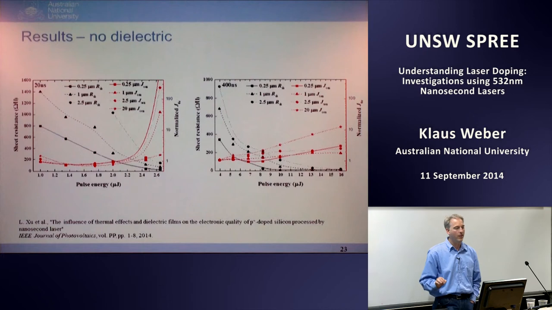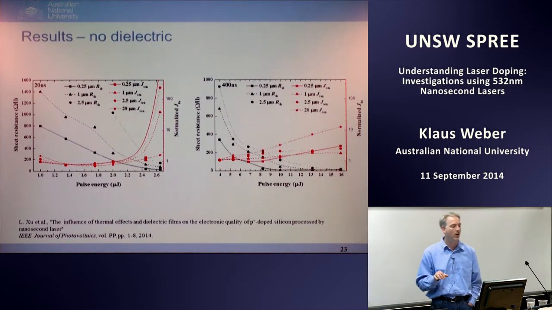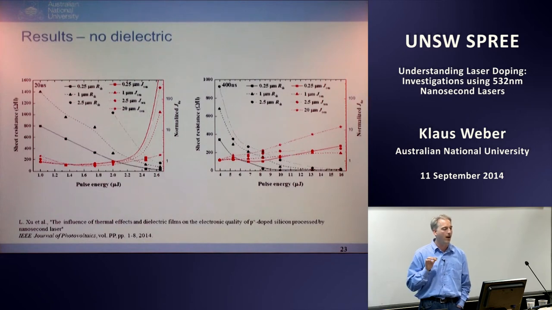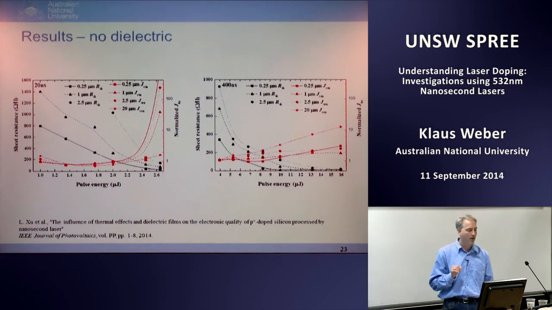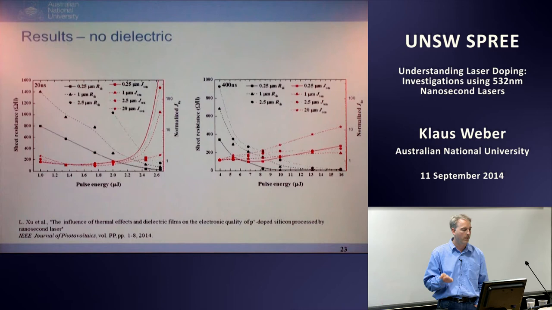Right, so now I've got a couple of really messy graphs to show you. And if you think this one is messy, wait until you see the next one. But okay, we did this experiment, and then what did we get? The first thing we did was this experiment with no dielectric film. And what we varied in this case was the laser pulse width.